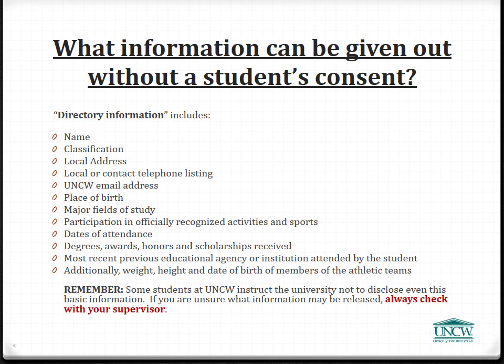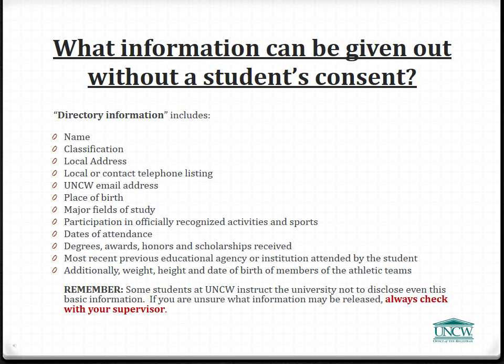What information can be given out without a student's consent? Directory information includes name, classification, local address, local or contact telephone listing, UNCW email address, place of birth, major fields of study, participation in officially recognized activities and sports, dates of attendance, degrees, awards, honors, and scholarships received, most recent previous educational agency or institution attended by the student. Additionally, weight, height, and date of birth of members of the athletic teams.